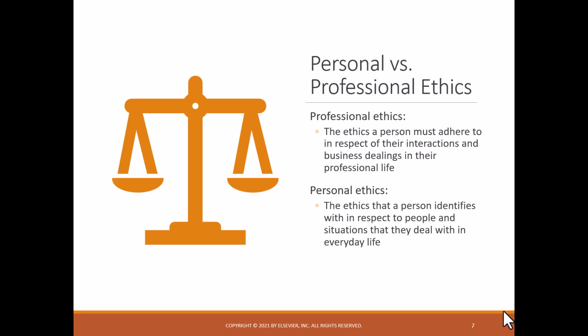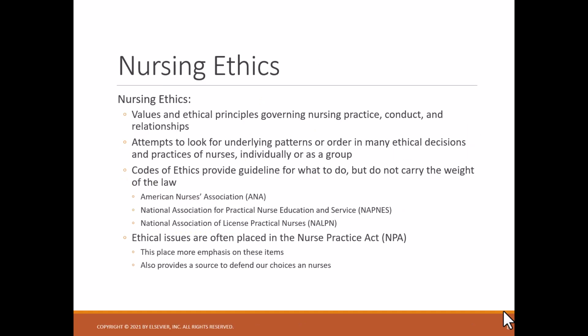Professional ethics are those that must be followed in one's professional life. For example, nurses follow the American Nurses Association Code of Ethics. Personal ethics are those ethics we each identify with in respect to everyday people and situations. Nursing ethics are professional ethics. These are the values and principles that govern nursing practice, conduct, and relationships. A code of ethics provides a guideline for what nurses do, but does not carry the weight of the law. If ever there is a conflict between ethics and the law, the law must be followed.